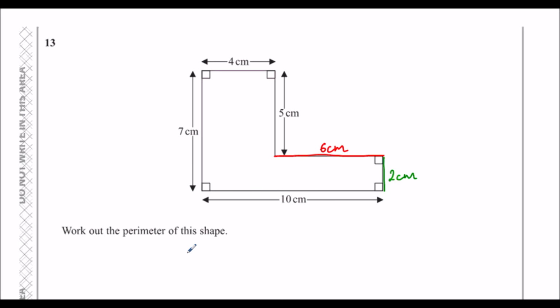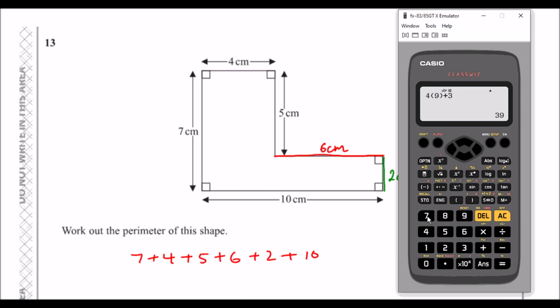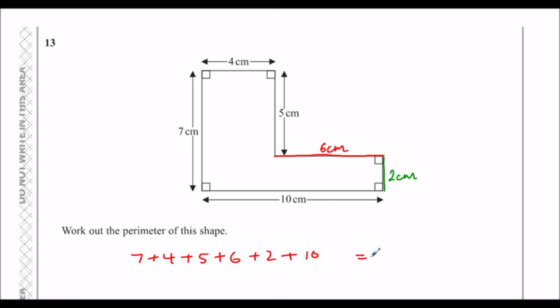We can add them together. So let's do 7 plus 4 plus 5 plus 6 plus 2 plus 10. 7 plus 4 plus 5 plus 6 plus 2 plus 10 is 34 centimeters.